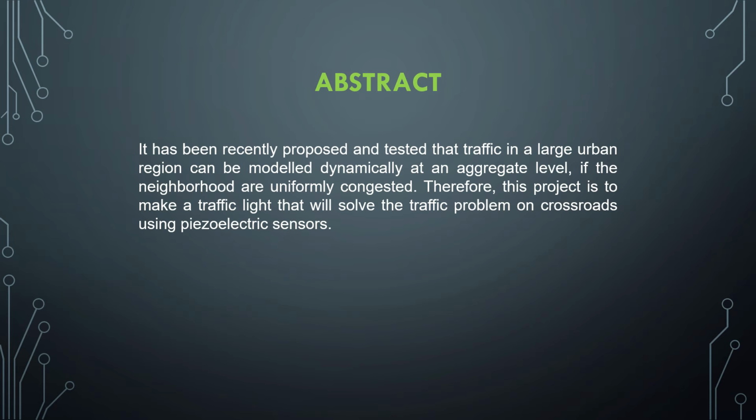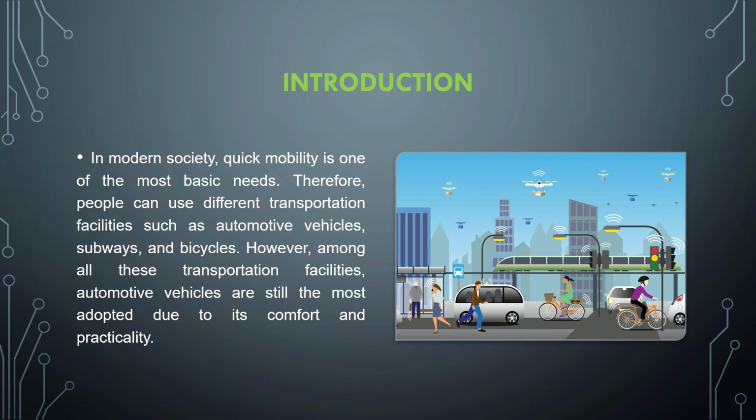Now, moving on to the introduction part. You can see nowadays people are not moving smoothly when they are using their own cars, their own vehicles. It's not smooth transportation. Therefore, people are using trains, scooters, bicycles, bikes, and so on and so forth, right?